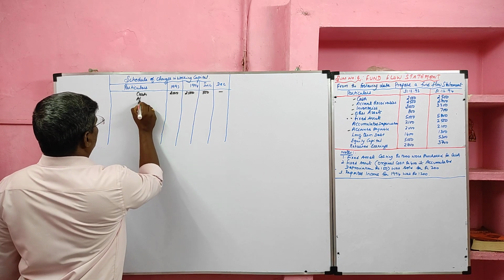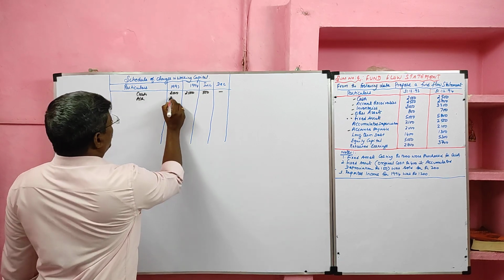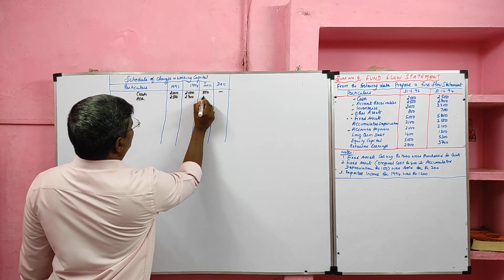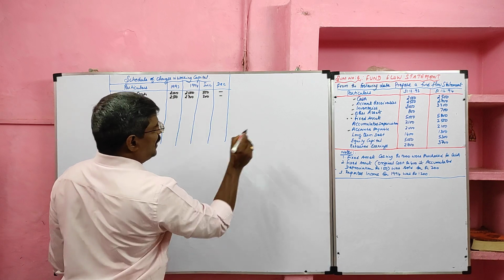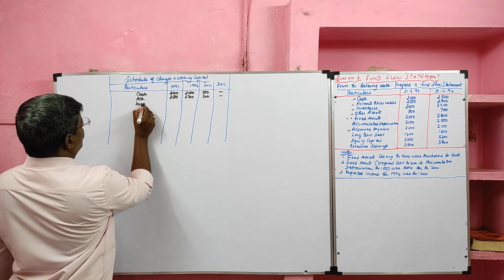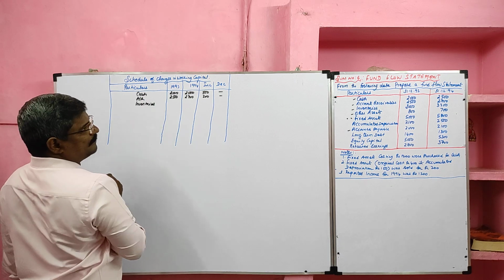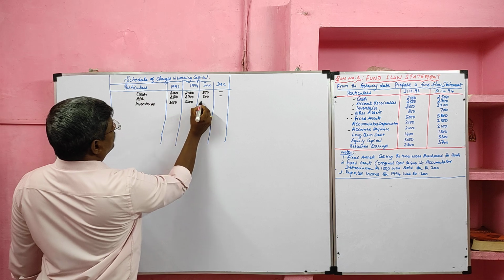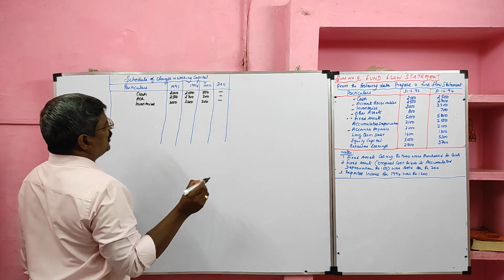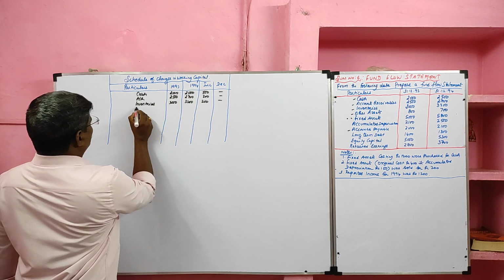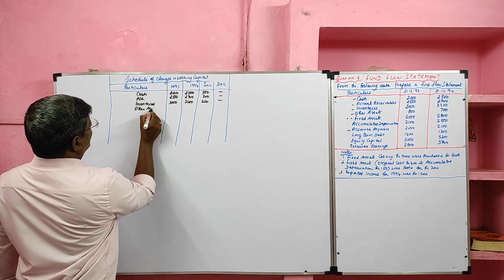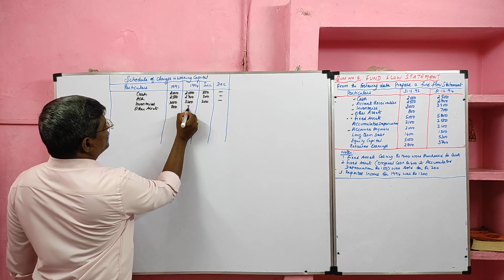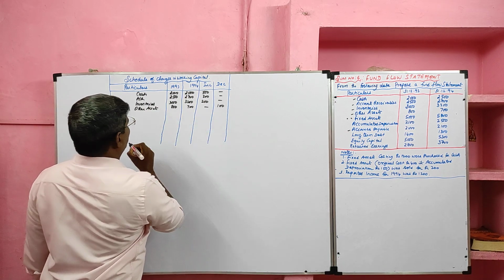Then accounts receivable. Opening balance 2500, closing balance 2700. So there is an increase in working capital of rupees 200. Then inventories. Inventory means stock. 3000 in the beginning, at the end 3200. So there is an increase in working capital of rupees 200. Then other assets. In the beginning 800, at the end 700. So there is a decrease in working capital.